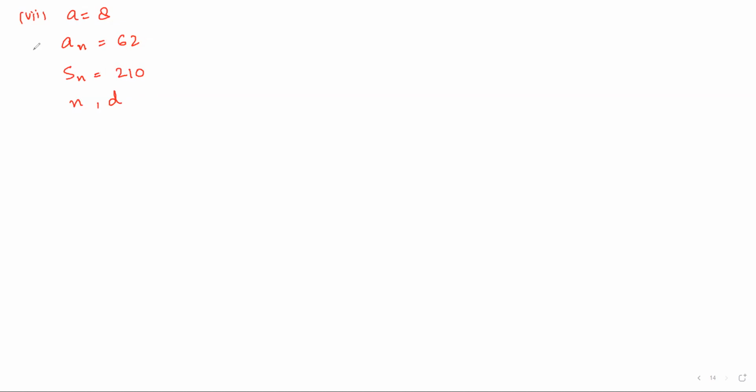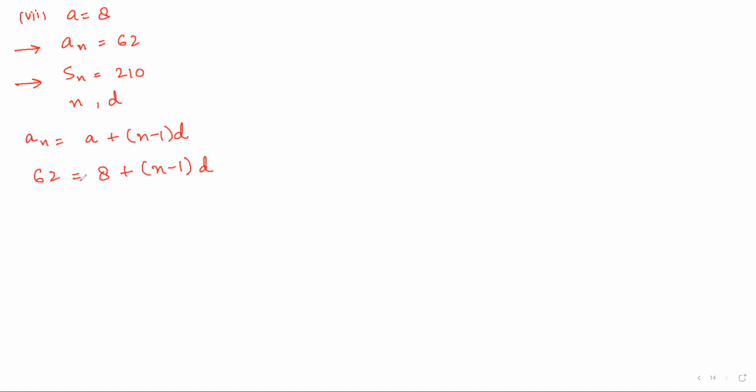Anyway, two pieces of information are given. One is an, one is Sn. So we will make use of both. So I start with the an formula. an is a plus n minus 1 into d, right? an is 62. So whatever you know, you put it. Okay, 62 is equal to a, I know, that is 8 plus n minus 1 into d, I don't know. So leave it, right?